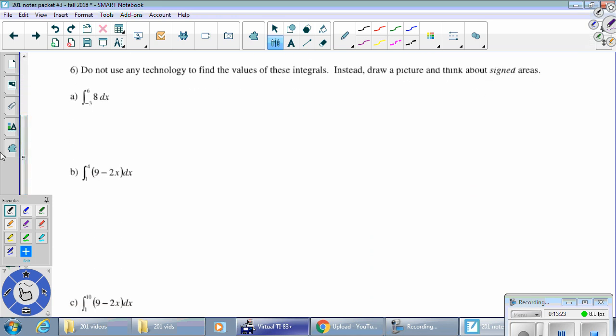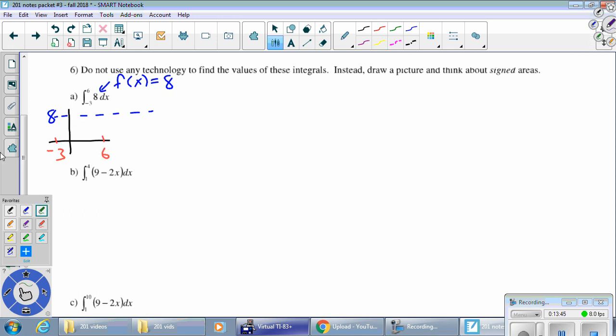Do not use any technology to find the values of these integrals. Instead, draw a picture and think about signed areas. All right, first one. The function in this case is f of x equals 8. That is a constant function, up there at 8. And this one is asking for the integral from -3 over to 6.